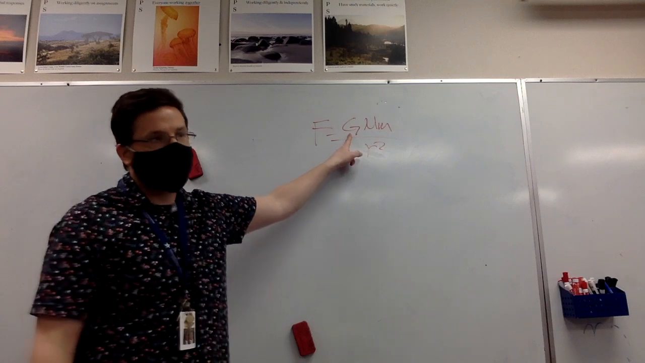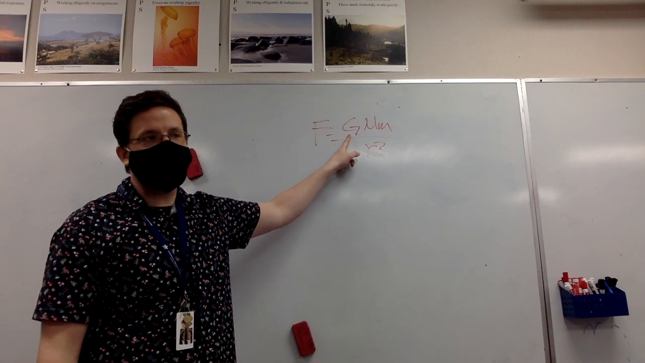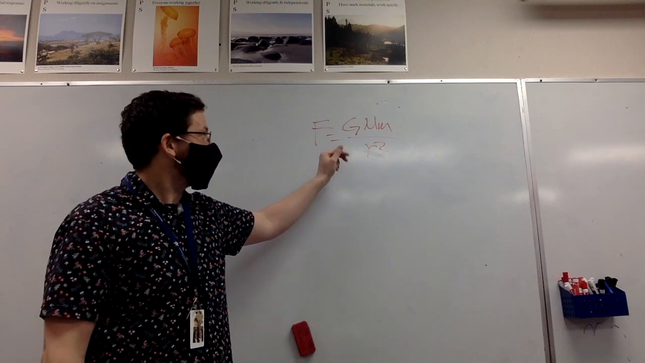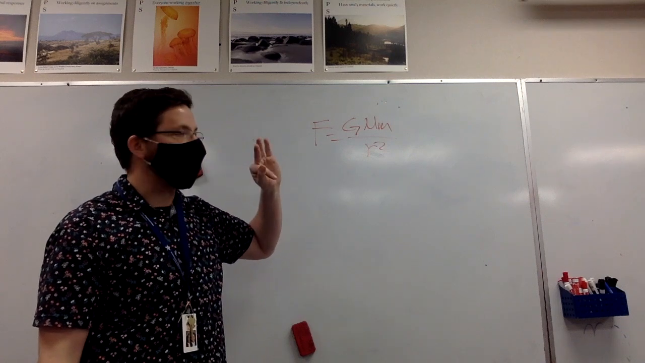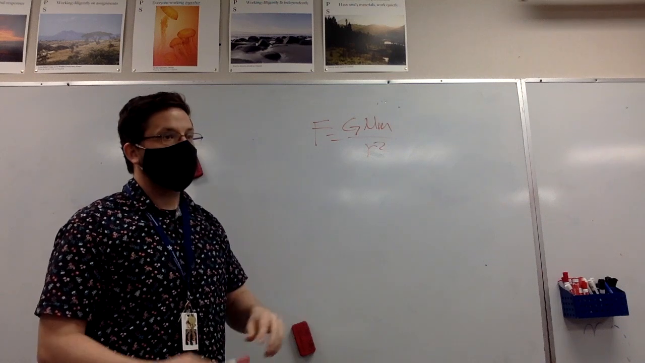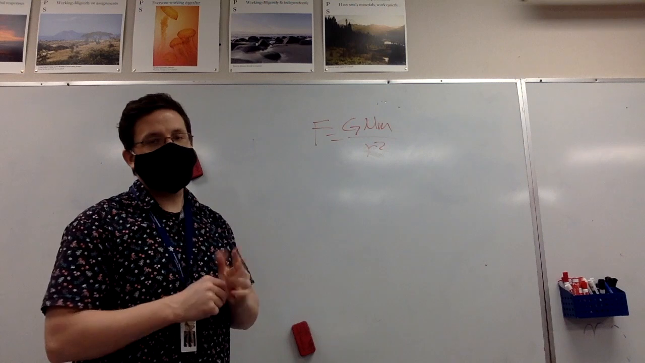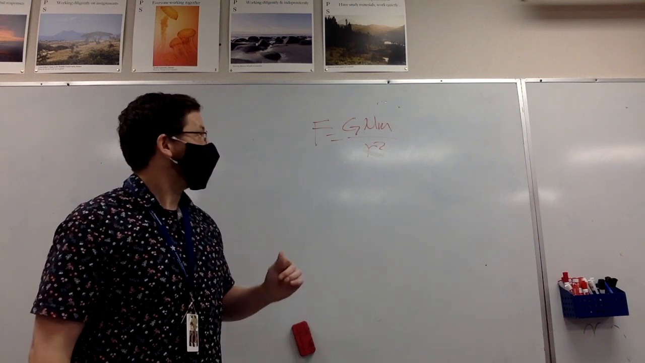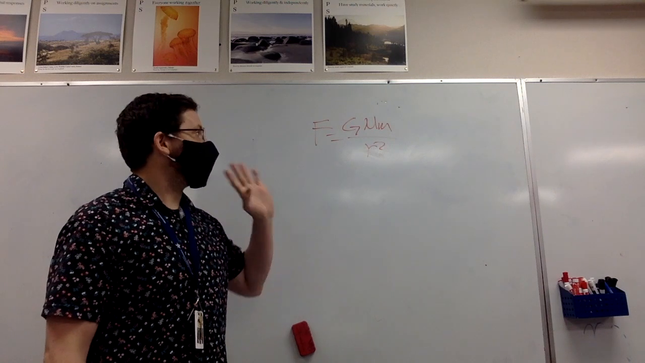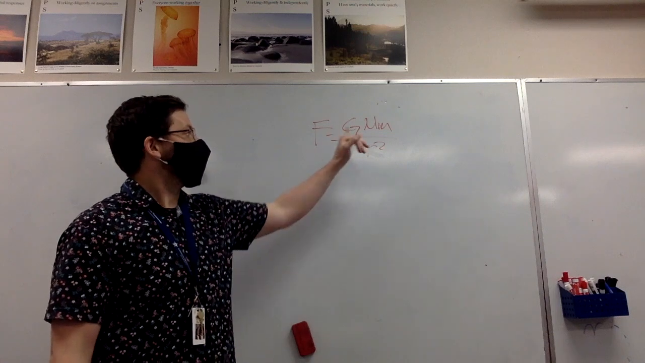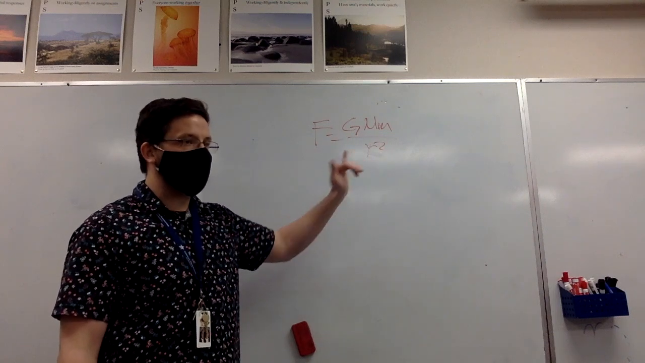G is the gravitational constant. If you're not given it, just leave it as G. Actually, I'll write it on the board during the quiz. It's 6.674 times 10 to the minus 11. Yeah, I'll leave what G equals on the board. Those are the masses, and this is the distance squared.